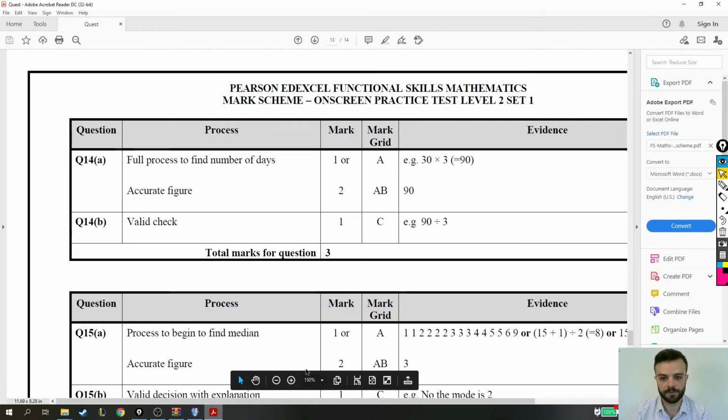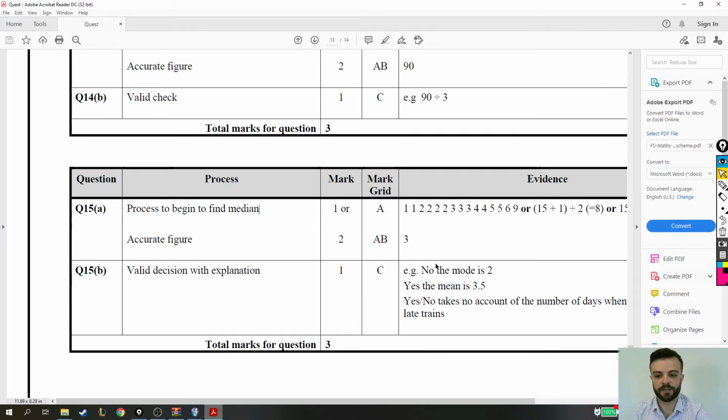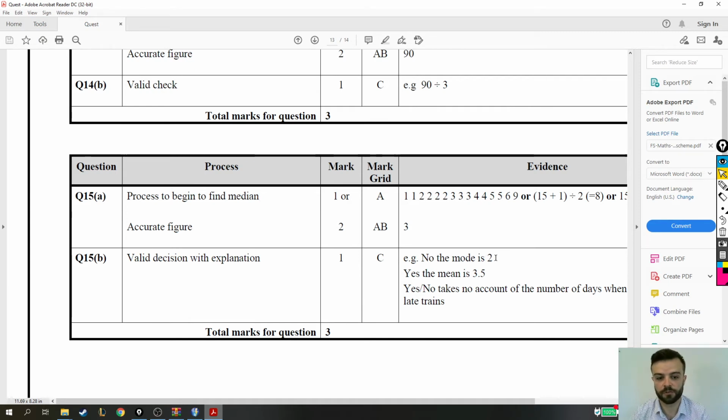So if we zoom in a little bit and scroll down slightly, it's down here. You could have said no, because the mode is 2. So by finding a different average, we said the median was 3. So the fact that the mode is 2, and those are obviously different, would mean that no, it's not a good average. But alternatively, if you'd tried to find the mean, which would take a lot of work, honestly, 3.5 is pretty close to our median of 3. So you could have said, yes, it is valid.